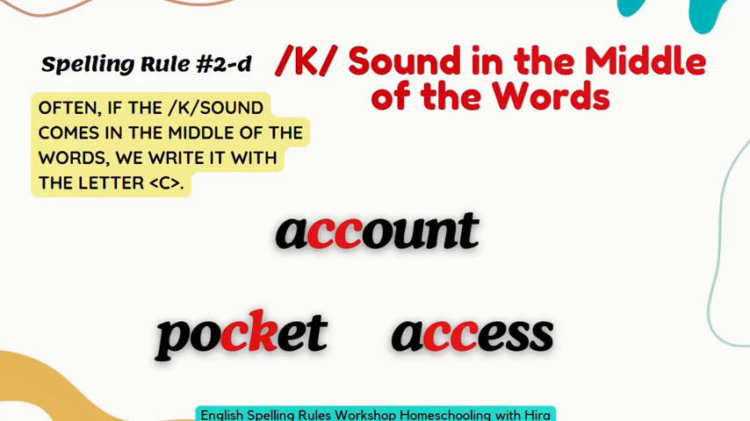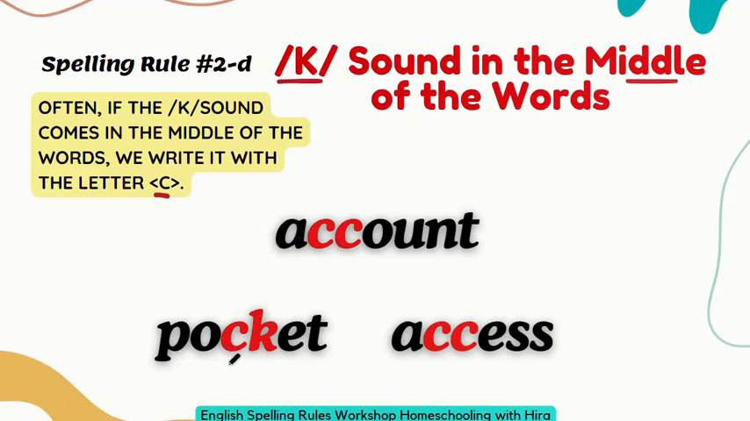Now we have 2D. This is again about the k sound, but now the k sound is in the middle of the words, right? Often if the k sound comes in the middle of the words, we write it with the letter C. For example, account. Okay, we have the k sound, we are writing it with letter C.